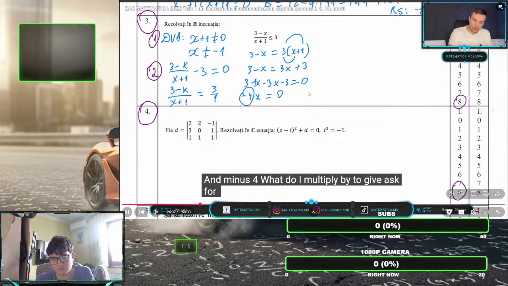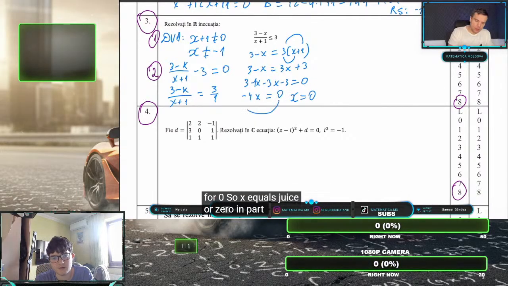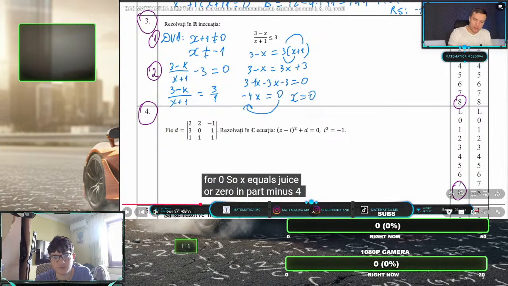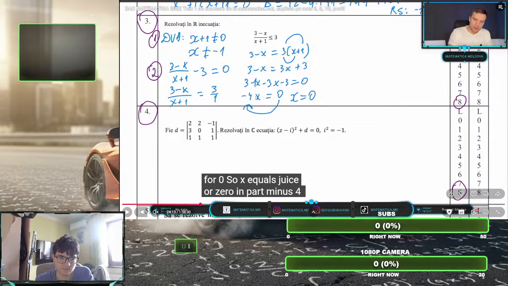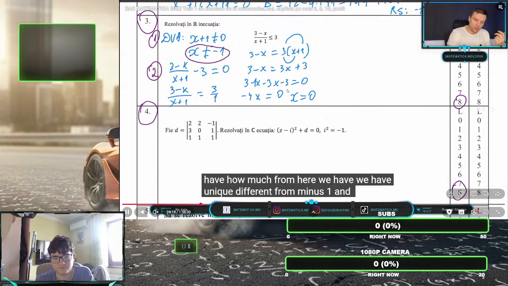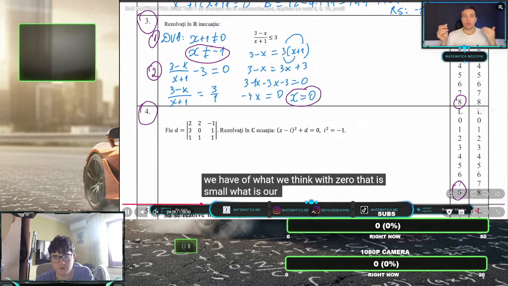Okay, so that's done. X equals 0, right? Because minus 4, when you move it to the right, you gotta divide. So 0 divided by minus 4 is still 0, so x is 0. So in the DVA, x cannot be minus 1, so x is 0, x is fine.